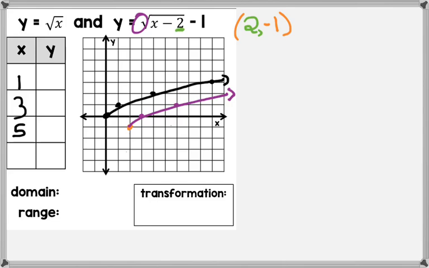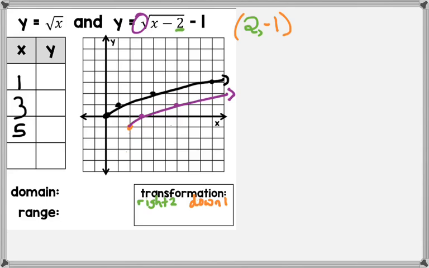And so this one, we went right 2, down 1, and that was the only transformations. We did not have any stretches or compressions on this one.